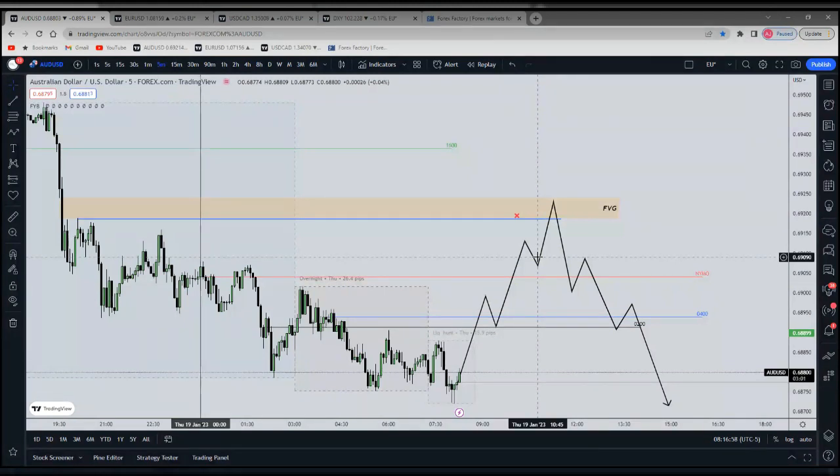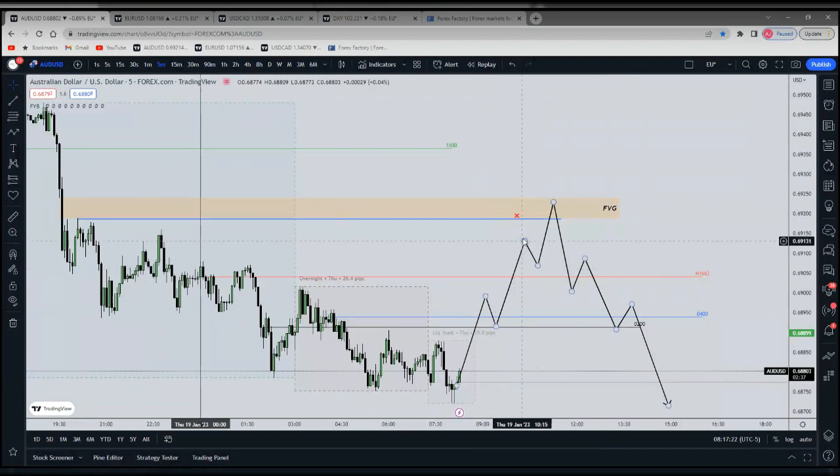So what we prefer to do is wait for the news to happen, for the market makers to show us their hands as to what they want to do, and then we can react off of what price is showing us. And that's the most important thing, that we react to what price is showing us. We don't just guess where price is going to go.